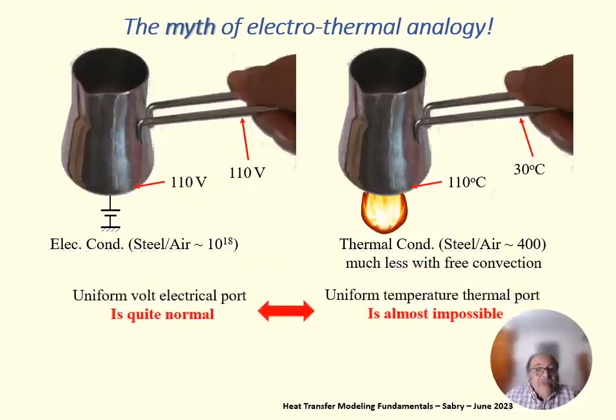And that's why we cannot say that there is an analogy. In fact, for the electrical domain, having an equipotential over a node, an electric port, is something normal. On every electrical port, you will have a uniform electric potential. But from the thermal point of view, it is never the same. You will never have a uniform temperature in real life because of these large differences in electrical conductivities and thermal conductivities.